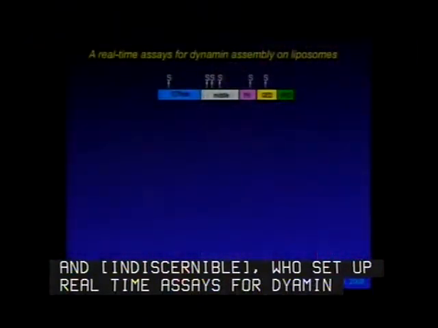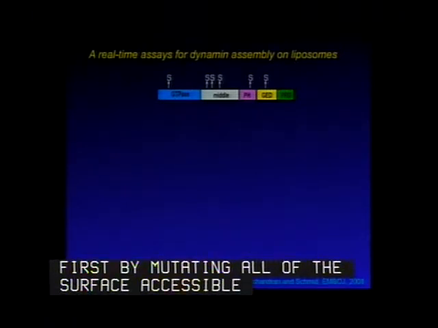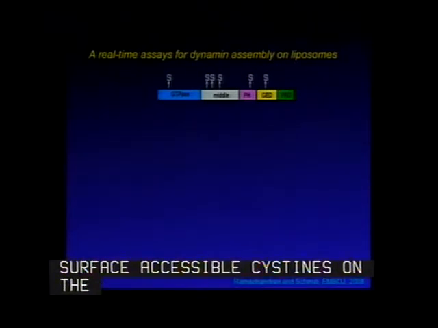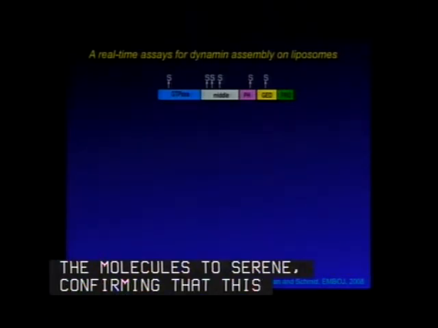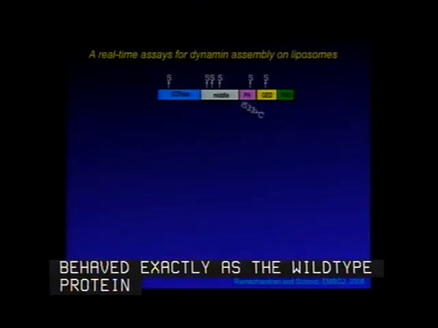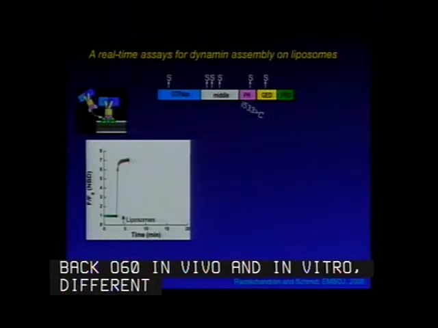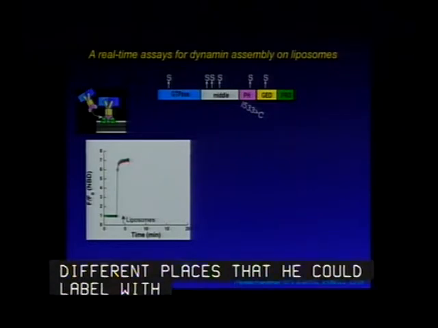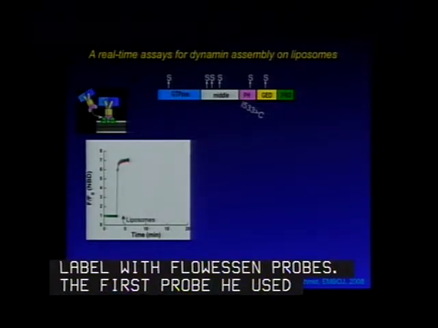He did this first by mutating all of the surface accessible cysteines on the molecule to serine, confirming that this mutant of dynamin behaved exactly as the wild-type protein, both in vivo and in vitro, and then adding back a single cysteine mutant in different places in the molecule that he could then label with fluorescent probes. The first fluorescent probe he used, labeling this isoleucine in a variable loop in the PH domain, was NBD.